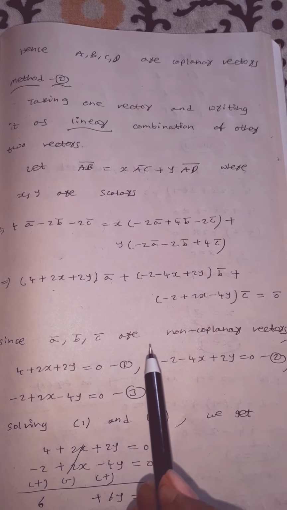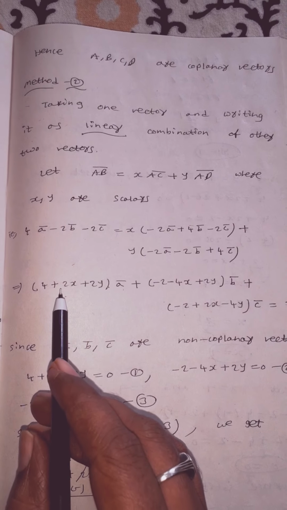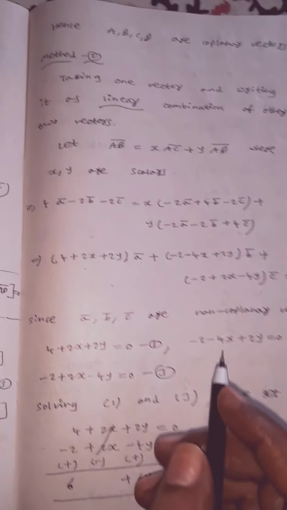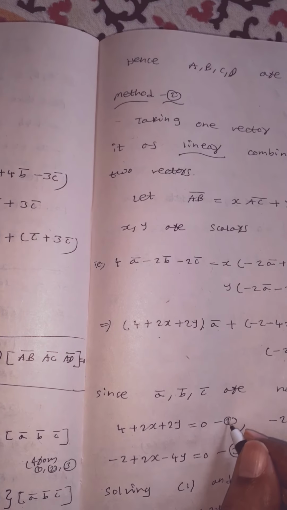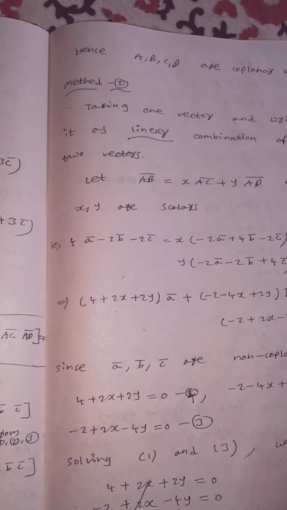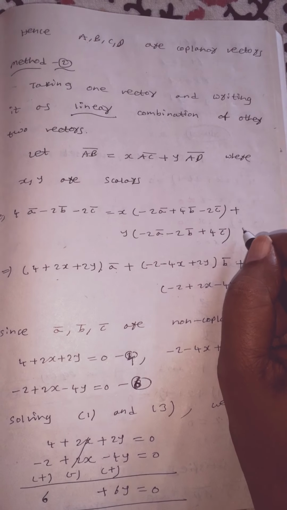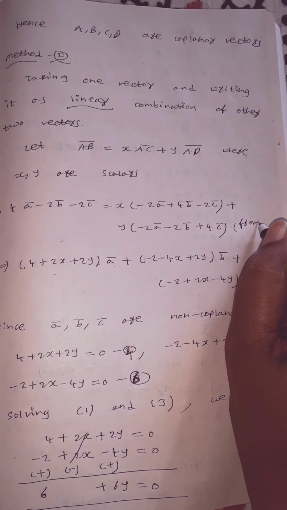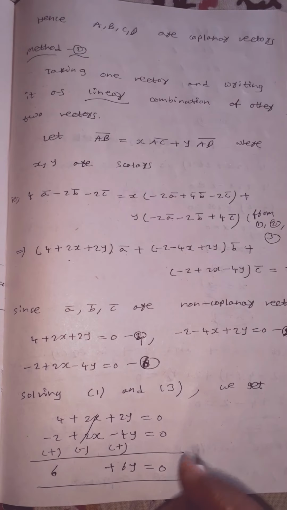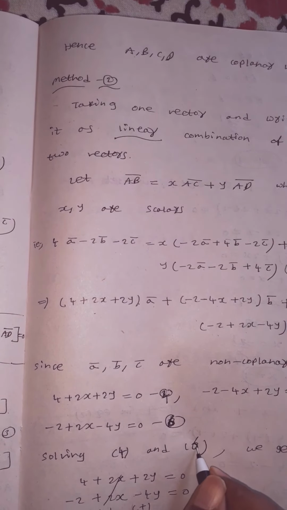Since A bar, B bar, C bar are non-coplanar vectors, as given, this value is equal to 0, this value is equal to 0, and this value is equal to 0. So make these equations 4, 5 and 6. From where did we write this, children? From 1, 2, 3. So these are 4, 5, 6. Now solving 4 and 6, children.